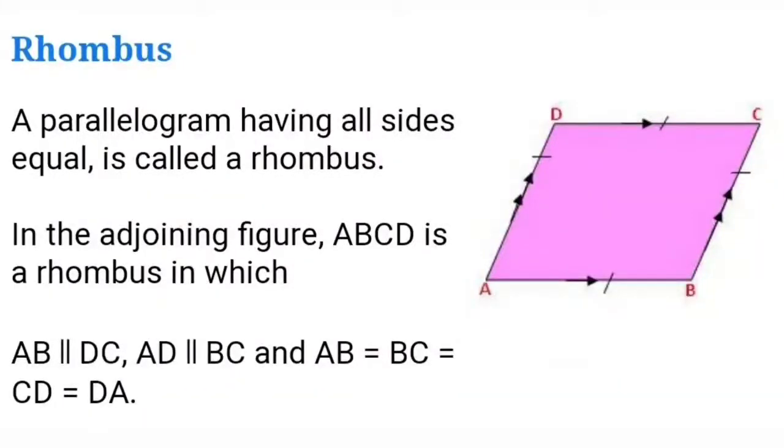Rhombus. A parallelogram having all sides equal is called a rhombus. AB is parallel to DC, AD is parallel to BC, and AB equals BC equals CD equals DA, meaning all sides are equal in the rhombus and both pairs of opposite sides are parallel.